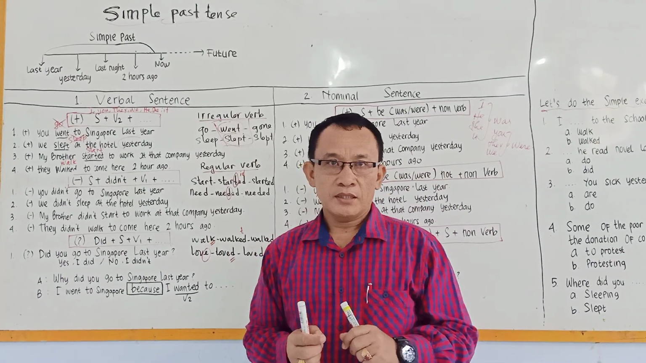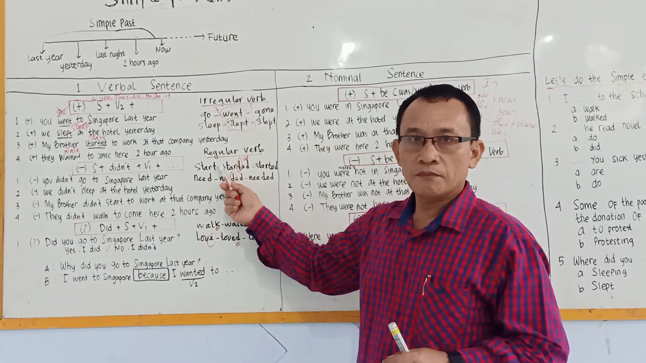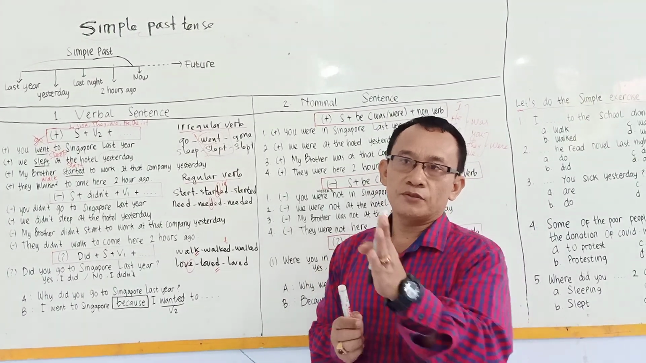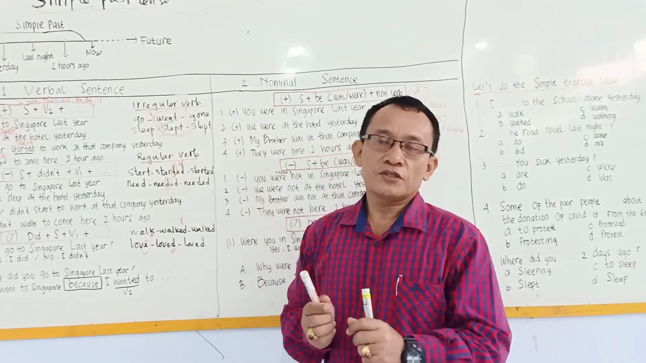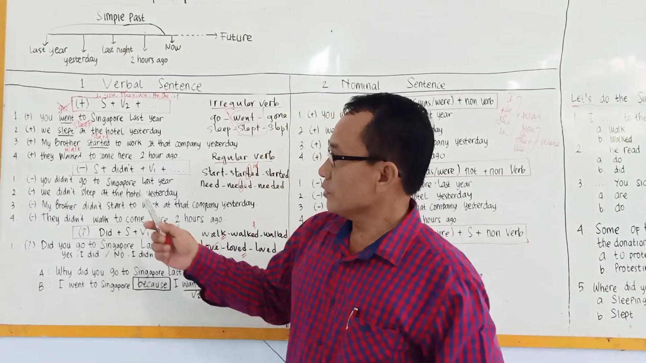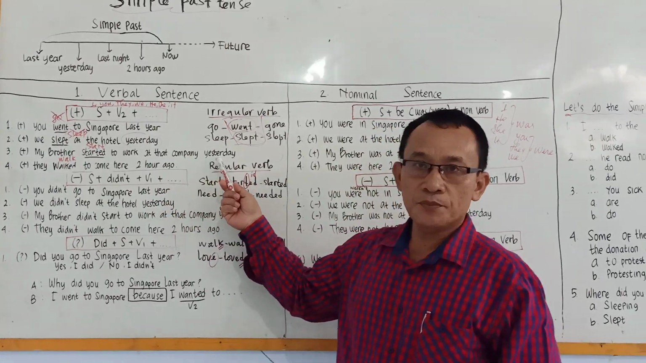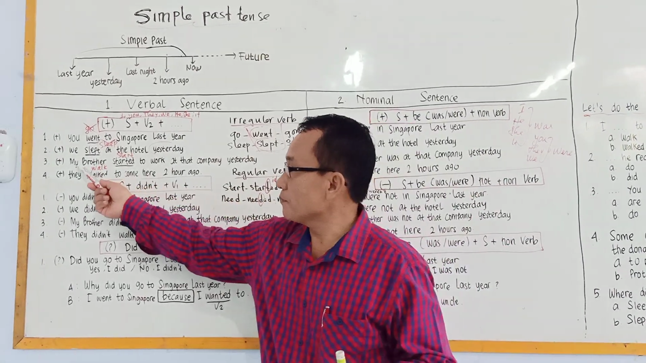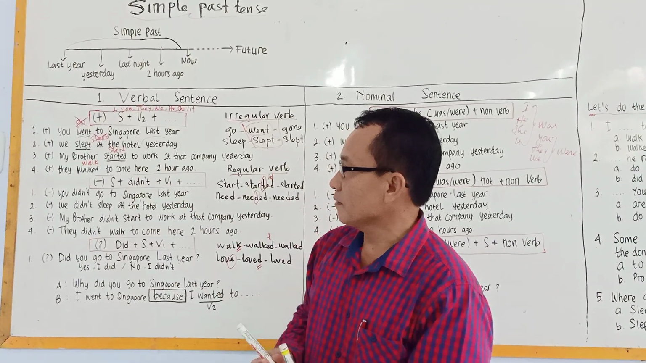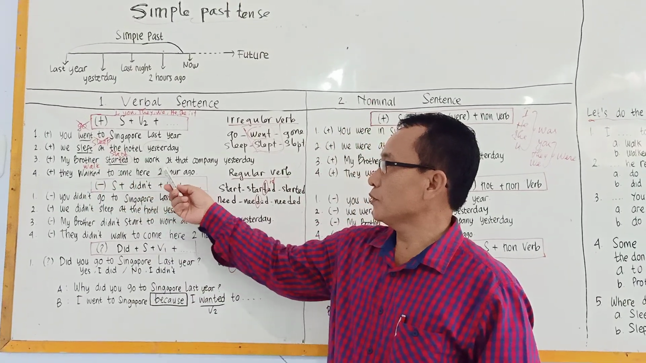So verbs can be divided into two forms: irregular verbs and regular verbs. With irregular verbs, sometimes verb 1, verb 2 and verb 3 are not the same. It's different. Okay, but sometimes they can be the same. Let's go to number 3. My brother started to work at the hospital yesterday. My brother, subject, started. So plus ed here. Started.